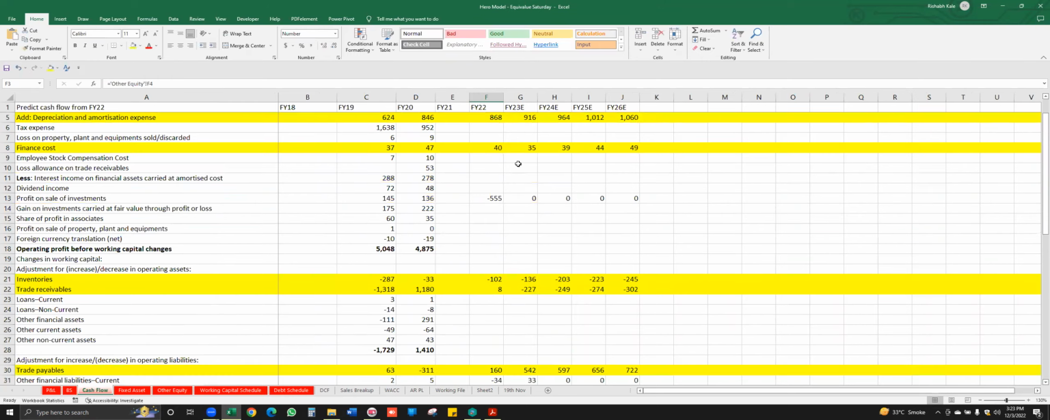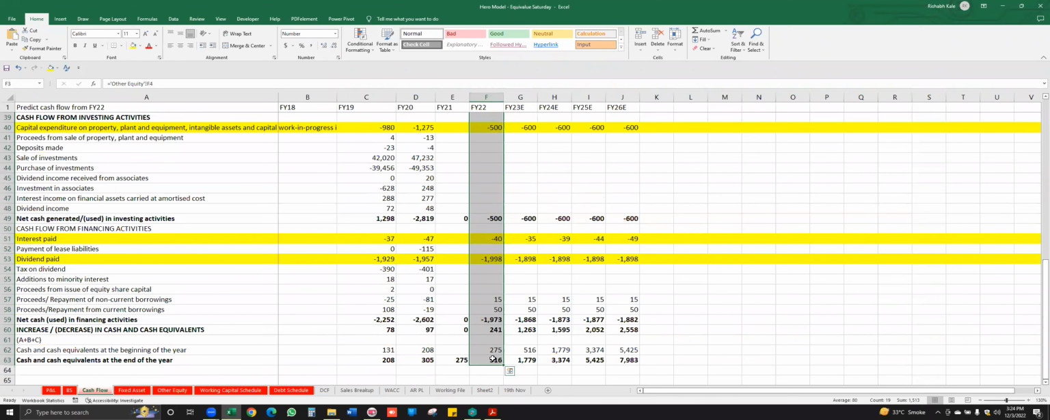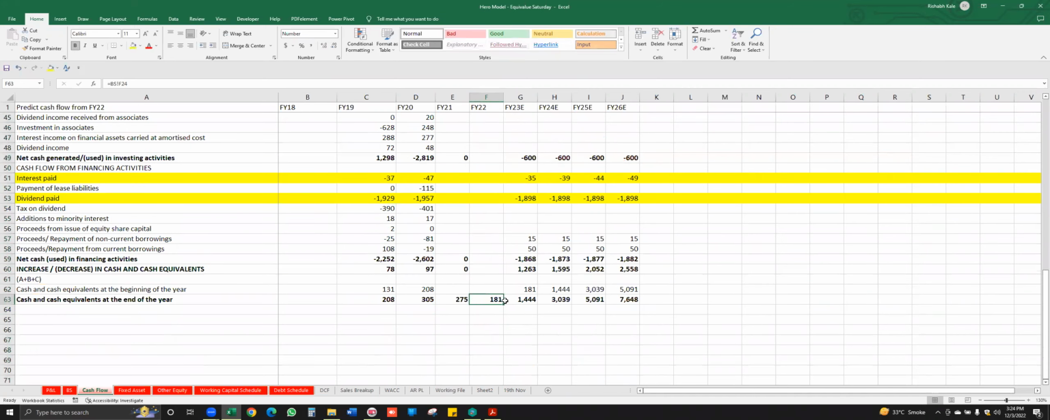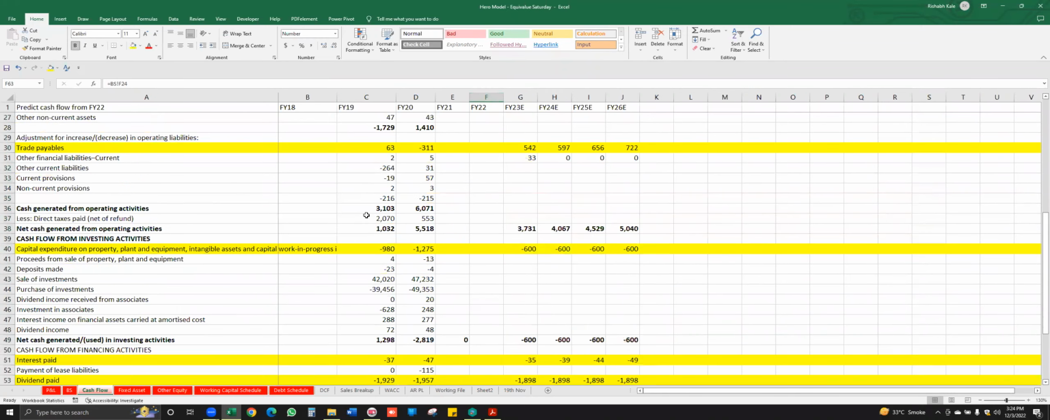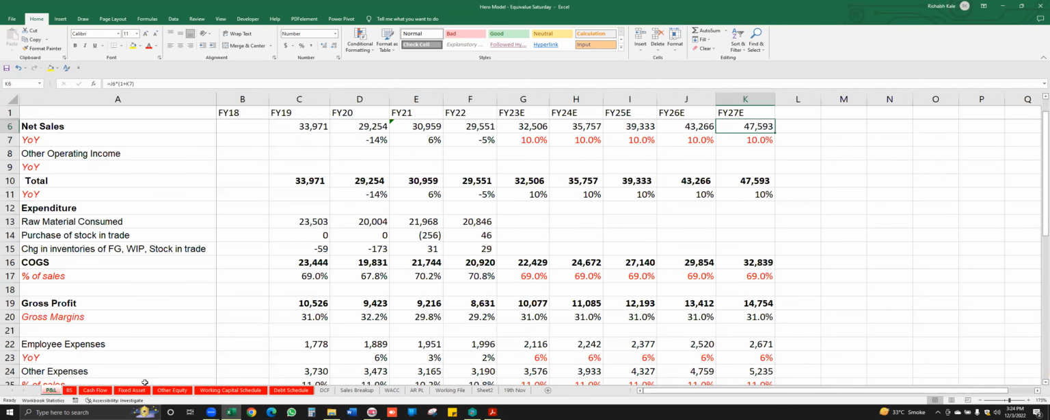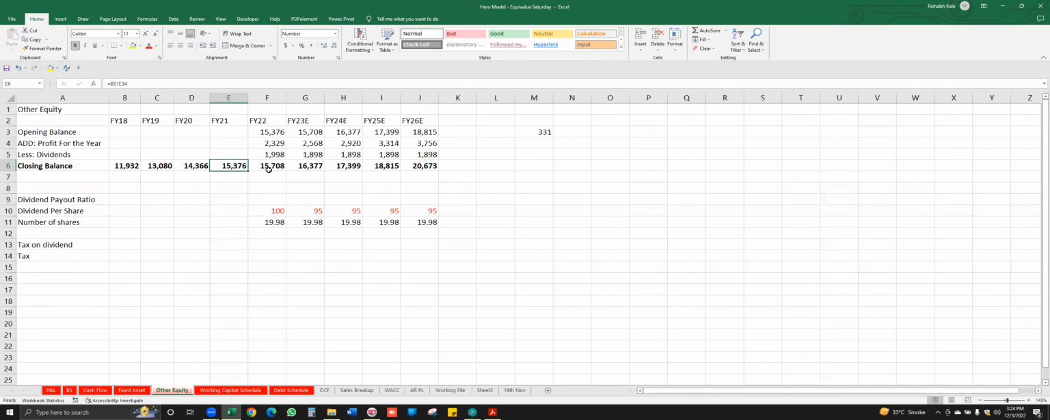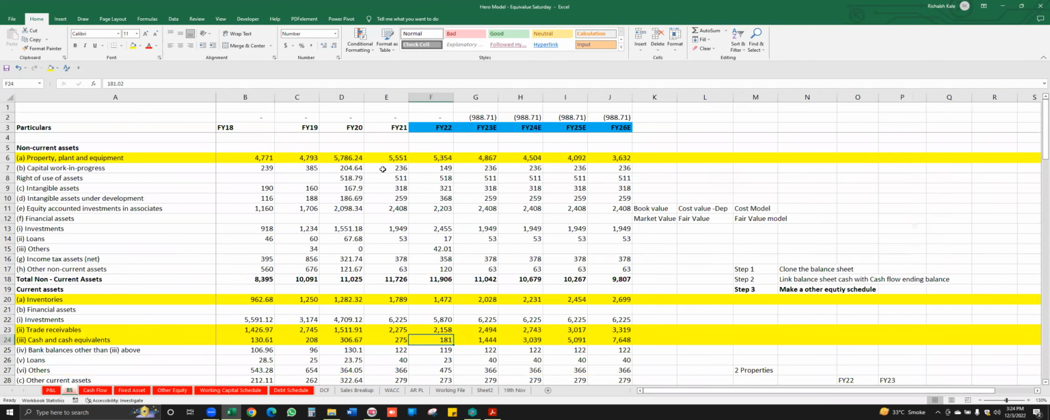I will not do it for cash flows because cash flow will take time. What are we interested in over here? We are just interested in getting the closing cash from the balance sheet. My balance sheet will tally on its own. This is my new closing cash. Okay, 181. My balance sheet will tally on its own. Other equity. We are again interested in this other equity. This will all change. Balance sheet is tallying.